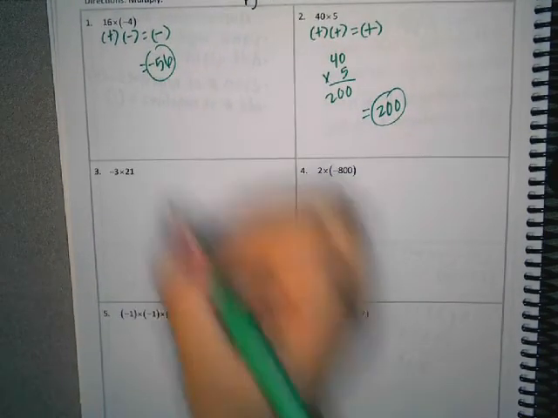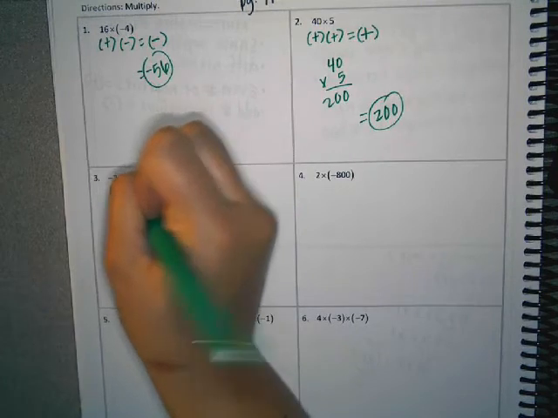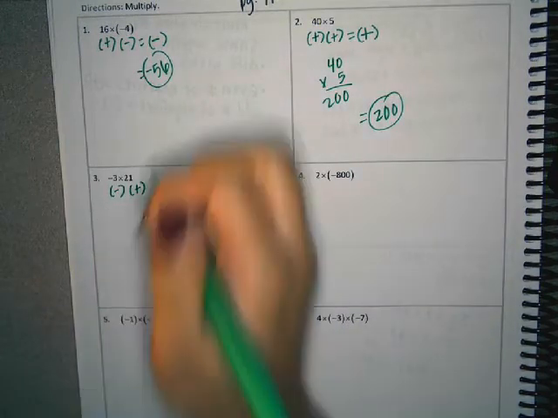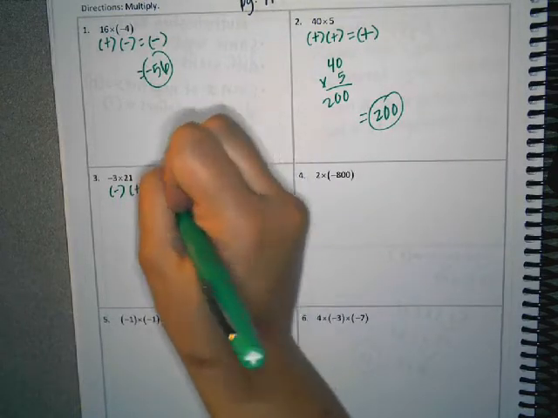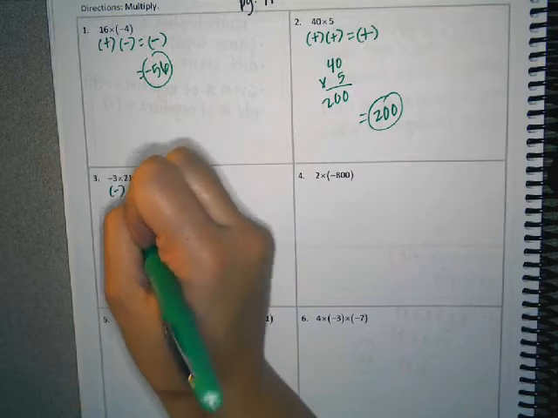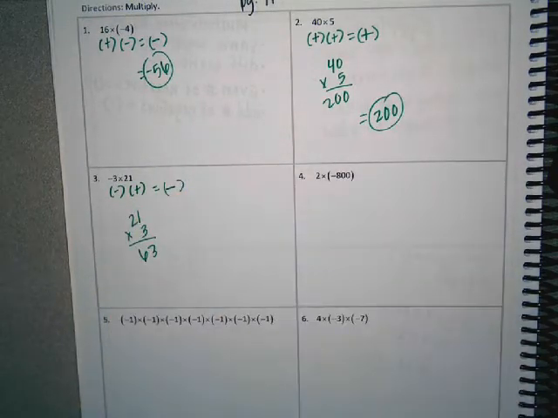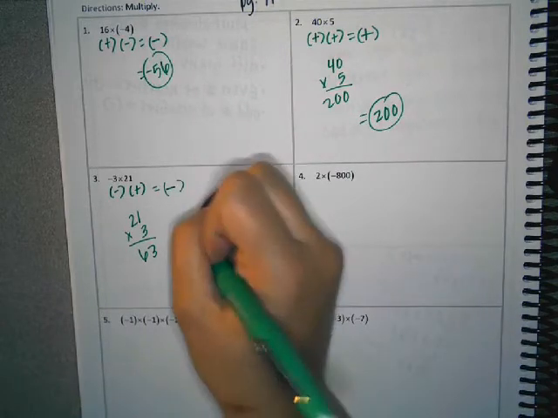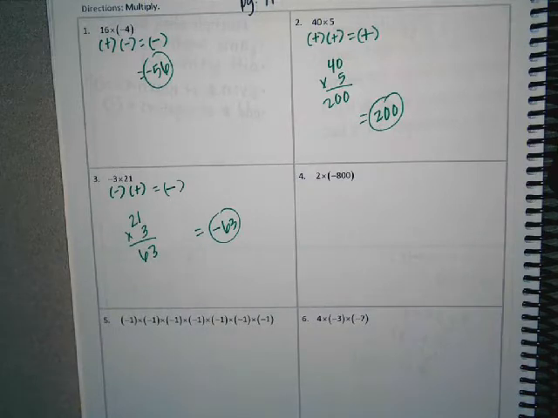Number 3, again, I have a negative times a positive, two different signs, so I know my answer is going to be negative. So I have a negative answer. Then I'm just going to multiply 21 times 3 is 63. So my final answer is a negative 63. Don't forget your negative sign.